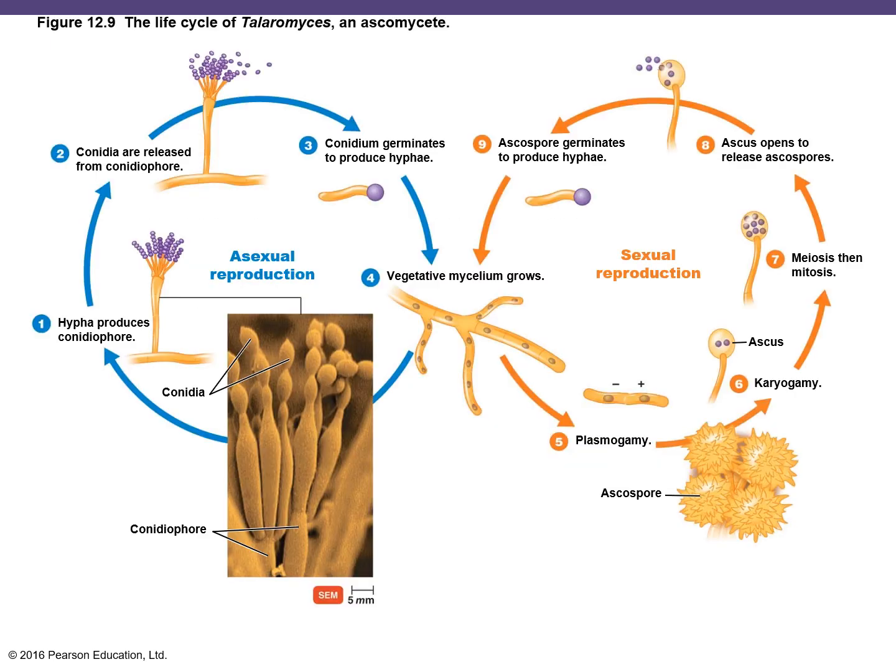So here we have the life cycle of Talaromyces, which is an ascomycete. Occasionally, when two opposite mating cells from two different strains, positive and negative, fuse with each other, sexual reproduction occurs.